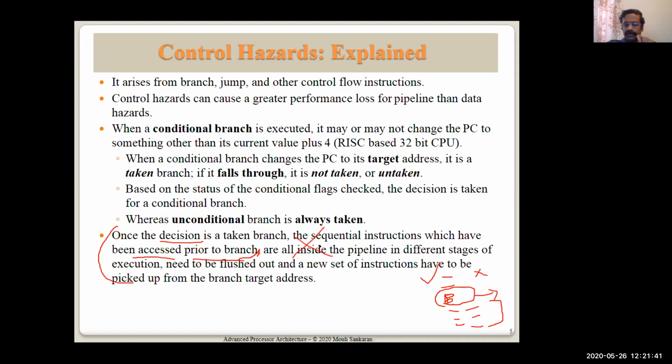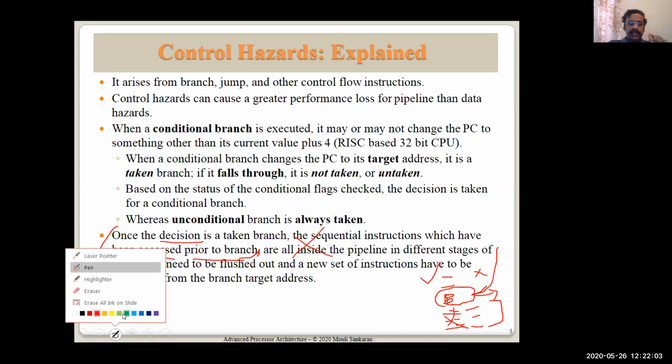So do not read that earlier statement. It is a little bit unclear. What I meant was, after the branch instruction, whatever has been fetched later on needs to be flushed. And if the decision is taken, that means it has to go to some other new location, then the pipeline flush will happen. That is called control hazard.